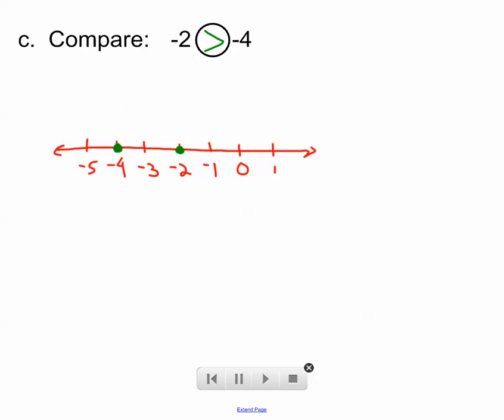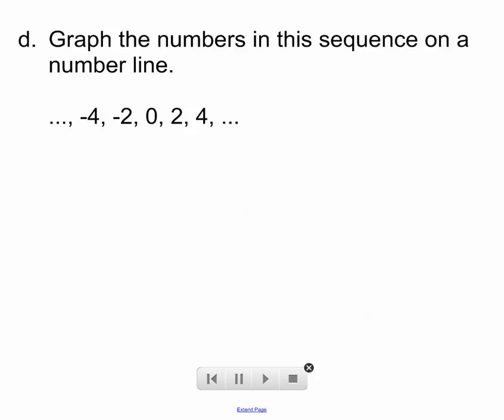-2 is greater than -4. Graph the numbers in this sequence on a number line. Seems like we've already done something like this, but it's actually a little bit more complicated than what you might think. Let's start by making our number line. I'm going to start at -5 again. I'm going to go up by ones until I get to +5.